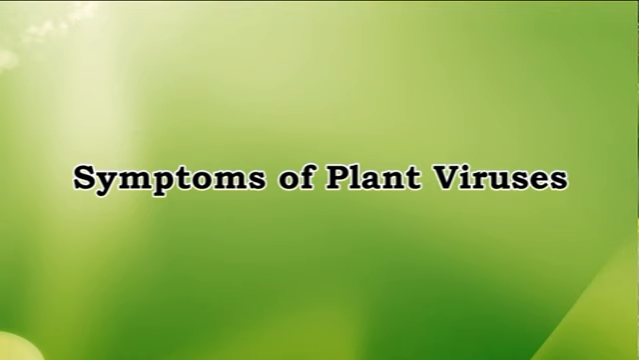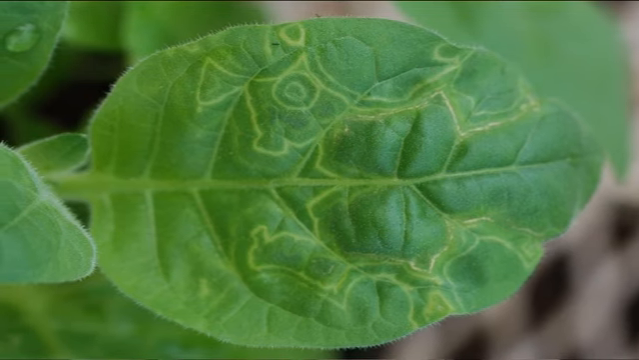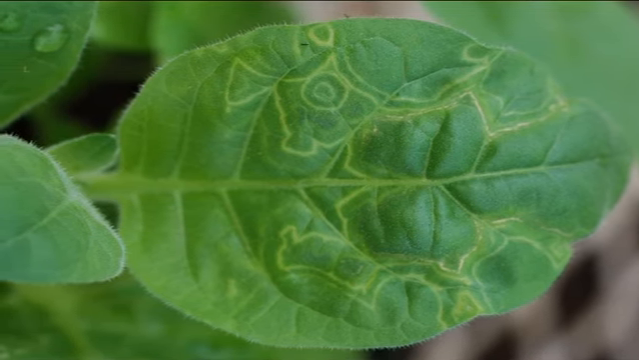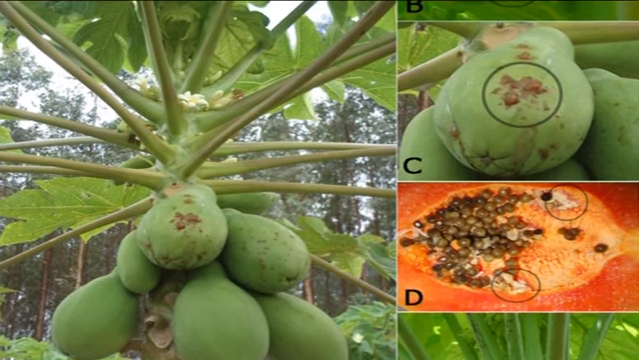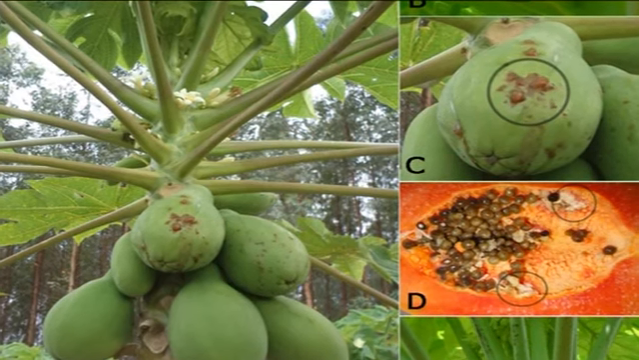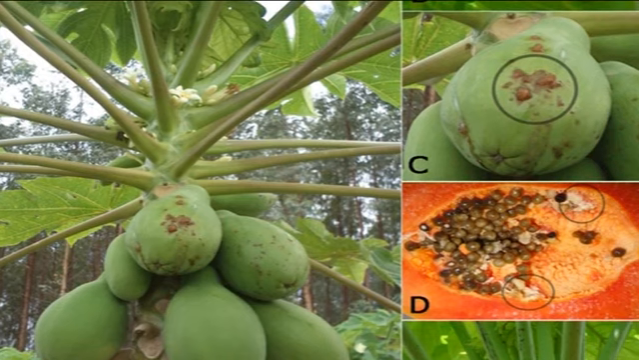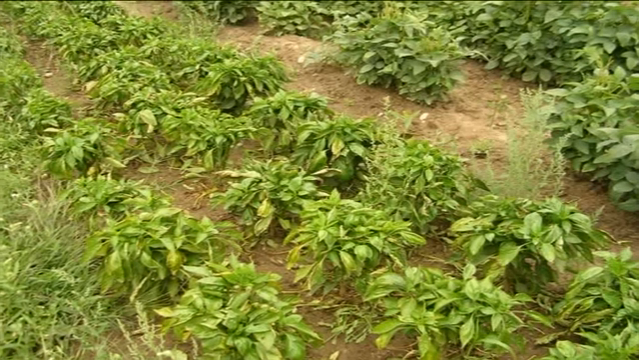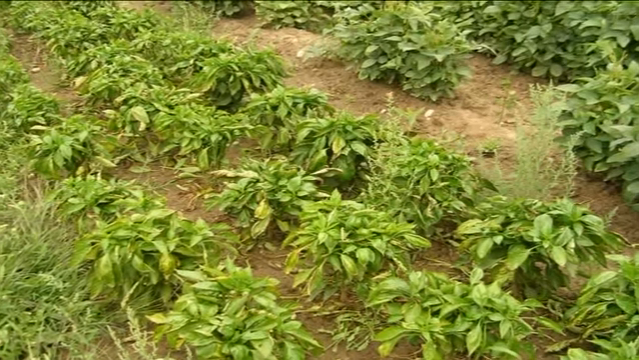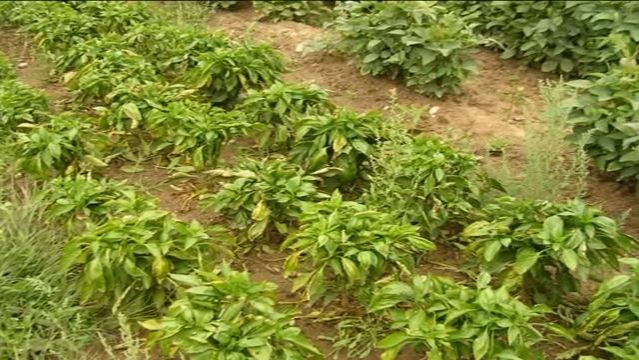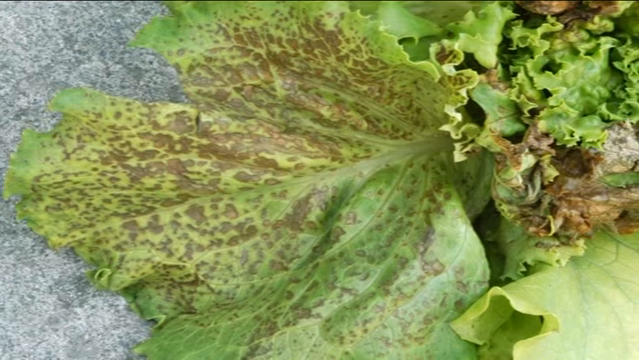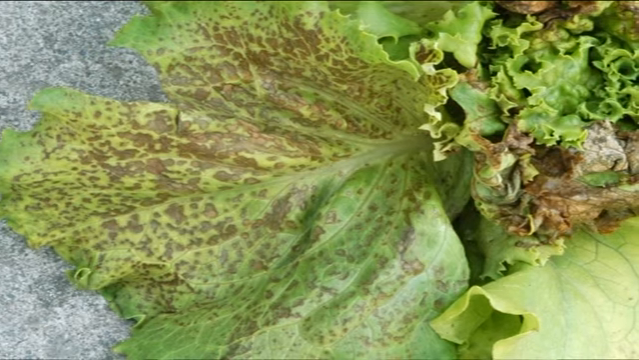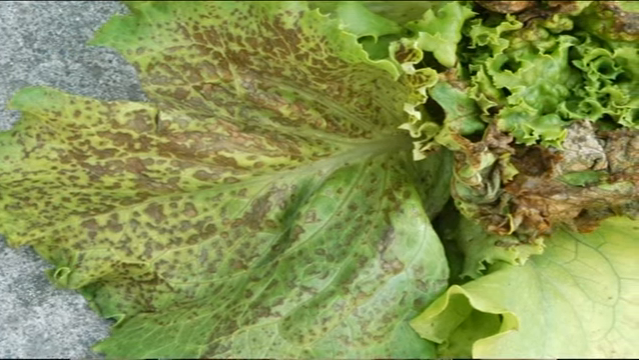Let us study about the symptoms of plant viruses. Symptoms are the expression of the diseased condition of the plant. Almost all virus diseases seem to cause some degree of reduction in yield, and the length of life of virus infected plants is usually shortened. The most obvious symptoms of virus infected plants are usually those appearing on the leaves.